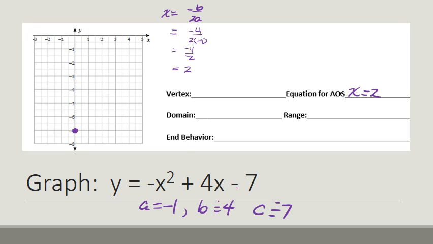And now I can plug that back into our original equation and find the y value of our coordinate. So y equals negative 2 squared plus 4 times 2 minus 7. Remember, this is the same as saying negative 1 times 2 squared. So 2 squared is 4, times negative 1 is negative 4, plus 8 minus 7. So that's going to give us negative 3. So our vertex is (2, negative 3).